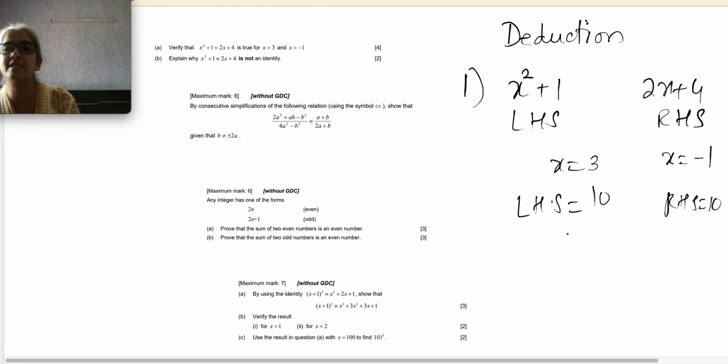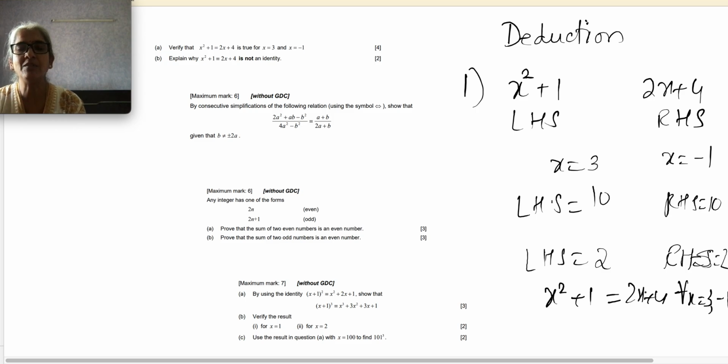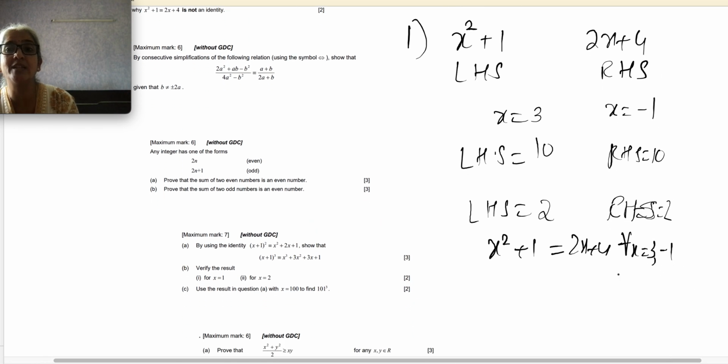Let's look at for x equal to minus 1. The LHS is minus 1 square plus 1 is 2, and the RHS is 2 times minus 1 plus 4 is also 2. True, right? So therefore, for x equal to 3 and x equal to minus 1, this expression x square plus 1 is equal to 2x plus 4, right? For x equal to 3 and minus 1. However, the question says explain why it's not an identity. So it is usually an identity when it is true for all values.